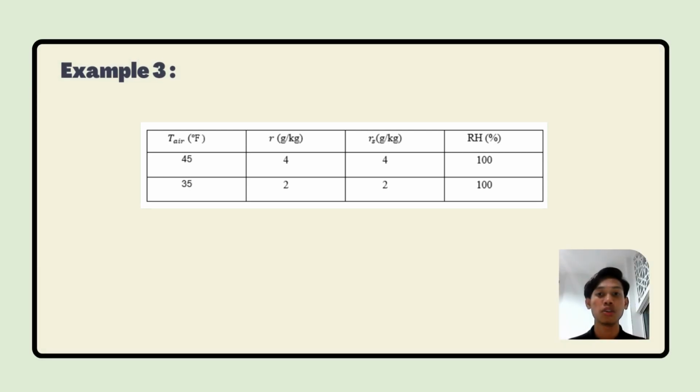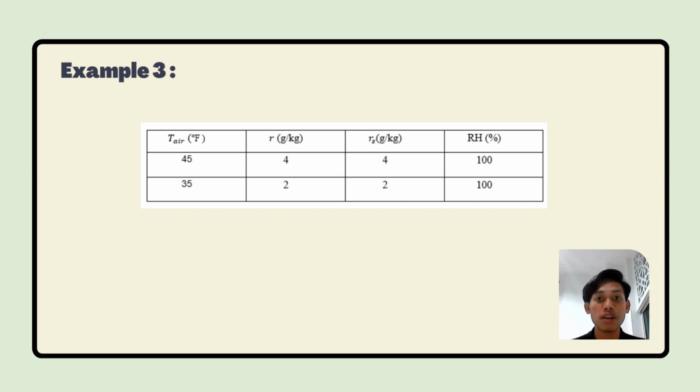So we must solve the problem. The way to solve the problem is that 35 Fahrenheit air can hold only 2 gram of the water vapor. So you can only fit 2 gram of water vapor into the 35 Fahrenheit air. The remaining 2 gram will condense.